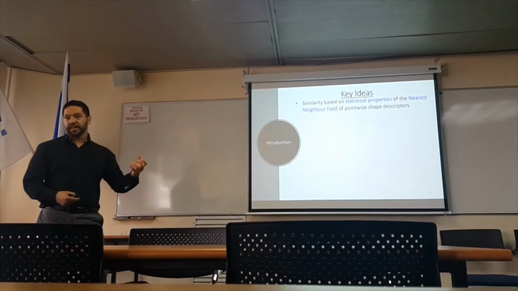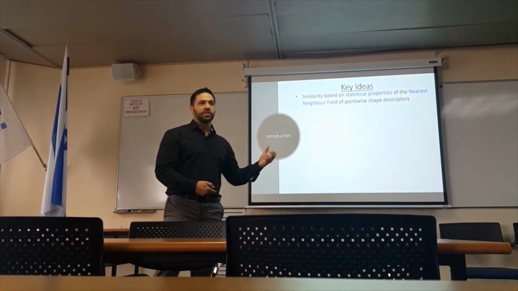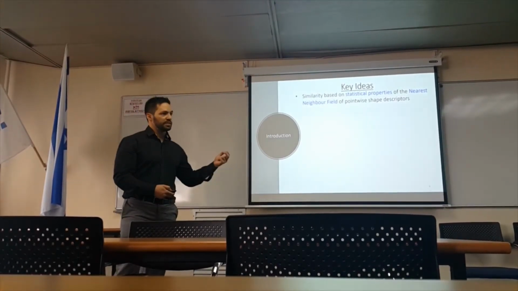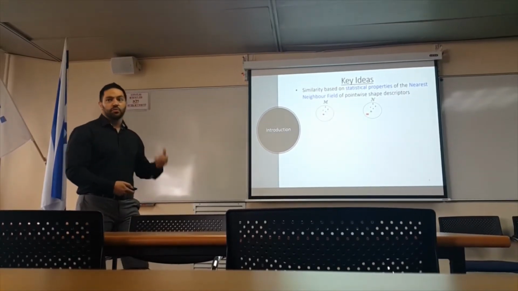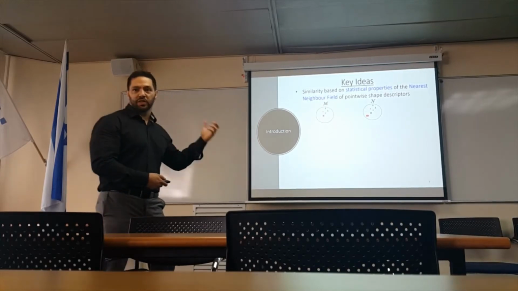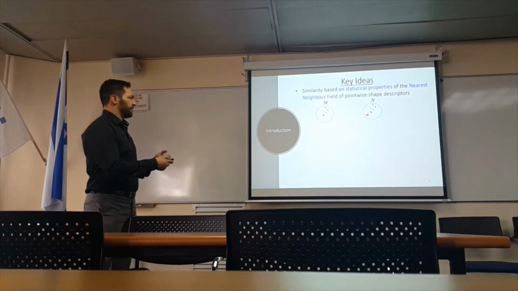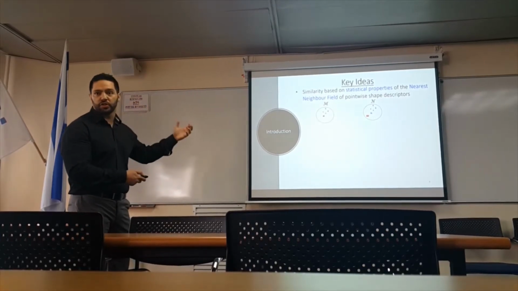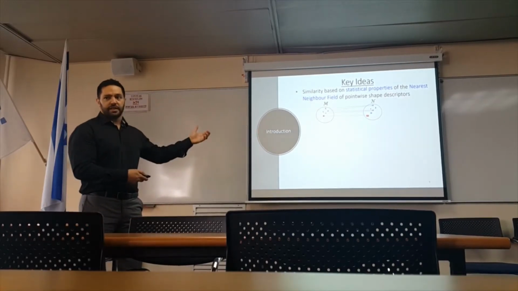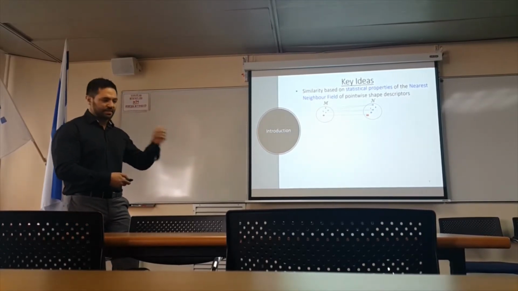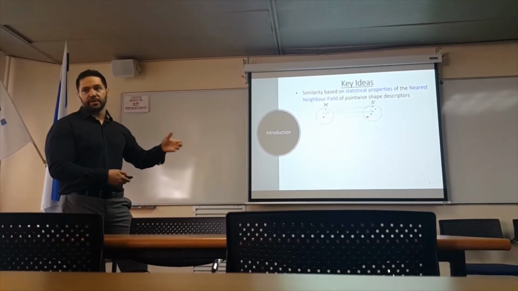Okay, so what are our key ideas to handle this? Well, first we use similarity, which is based on statistical properties of the nearest neighbor field. What are these statistical properties? And what is the nearest neighbor field? Let's go over what is the nearest neighbor field. So let's assume we have the shape M and N illustrated here, and they have local shape descriptors in them. So the nearest neighbor field is just the arrows, the nearest neighbor assignment of each local shape to its nearest neighbor in the part.